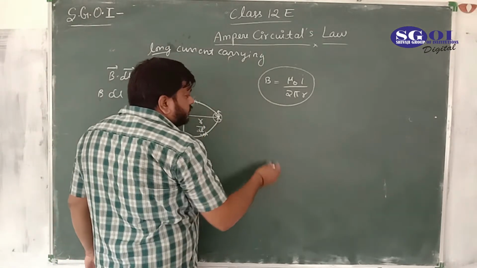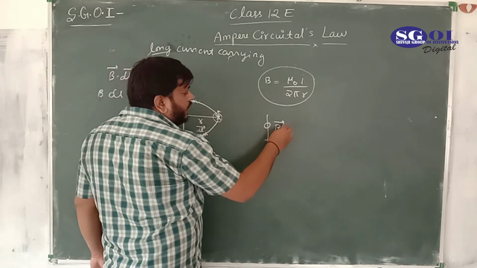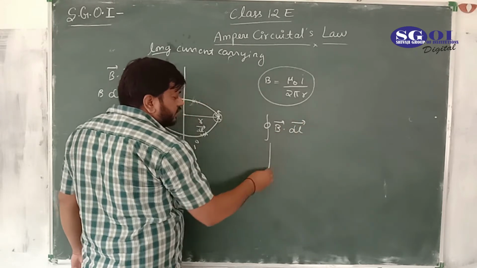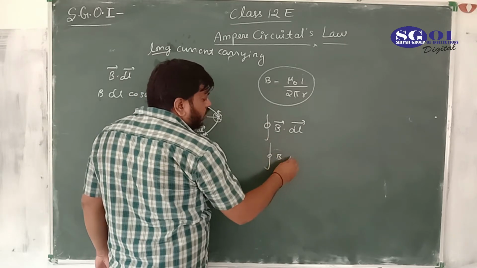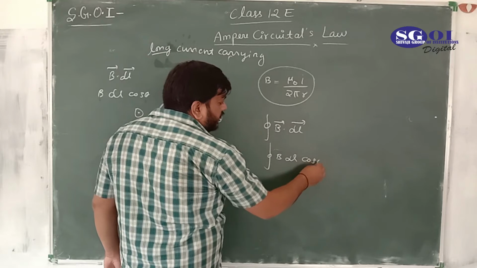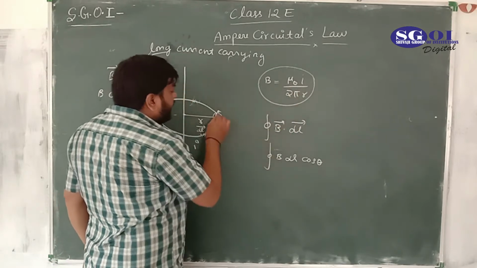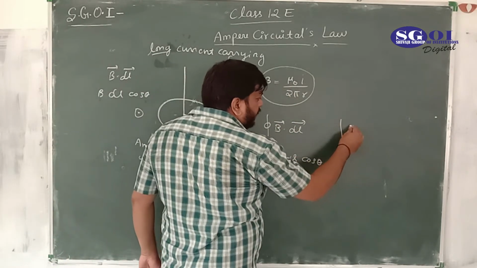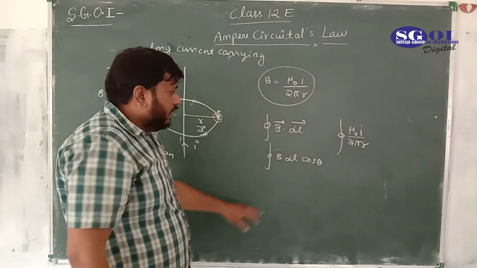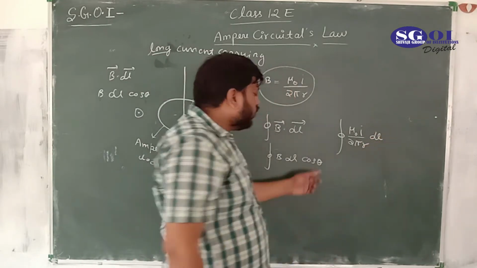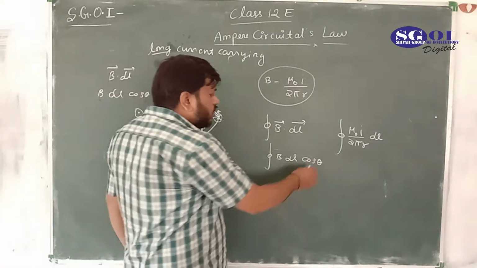Now apply integration, closed integration, because this is a closed loop. B dot dl. Let's solve this. So it would be the magnitude of B, the magnitude of the dl vector and cos theta. What is B? B is mu naught I upon 2 pi r at each and every point. So we are going to put B as mu naught I upon 2 pi r, and this is dl. What about theta? Theta is the angle between dl and B, which is 0 here. So this is cos 0.